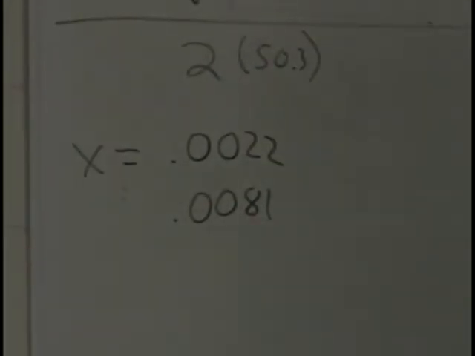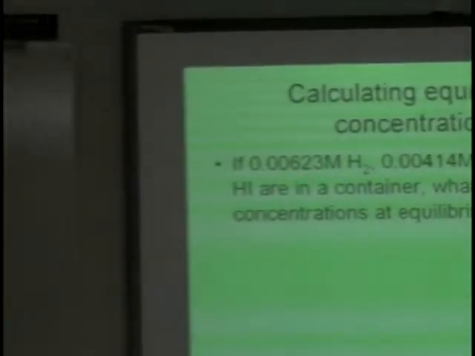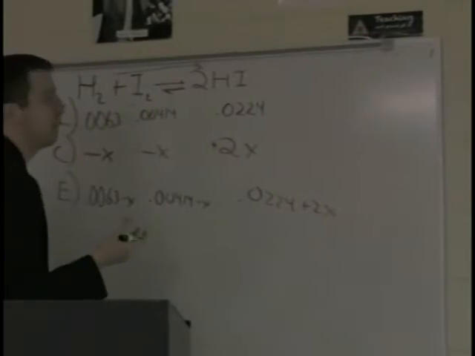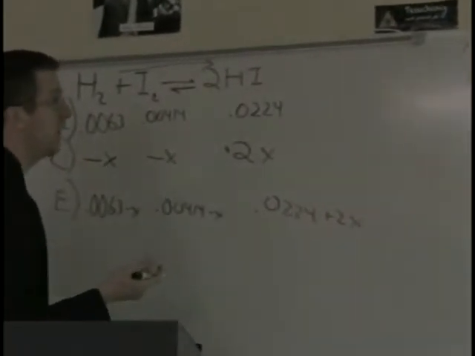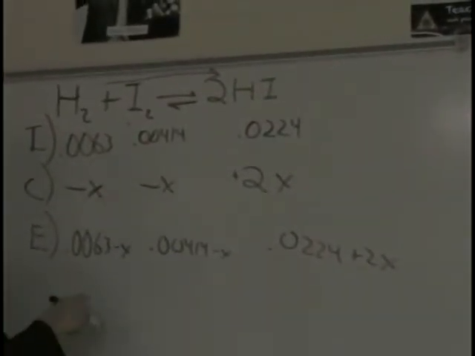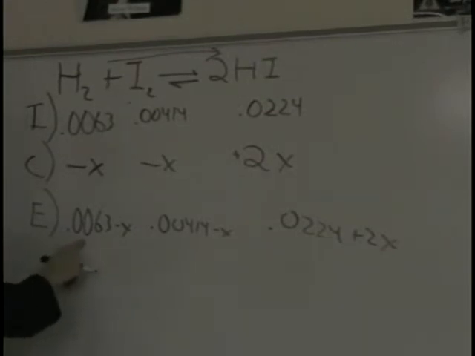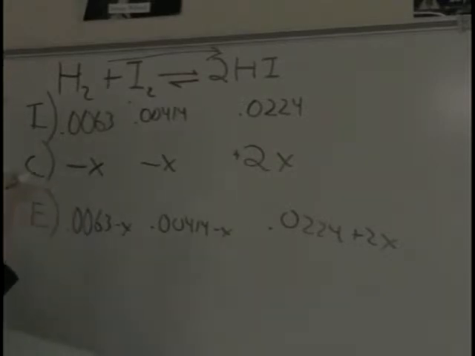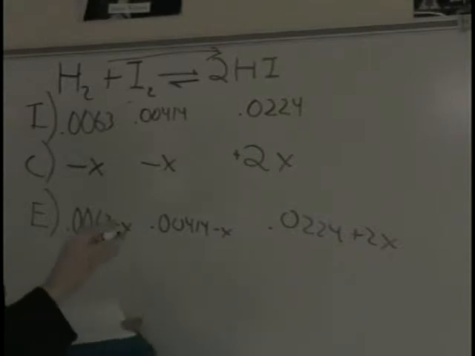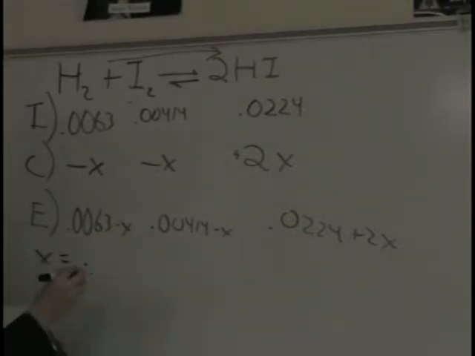Now, if we go back to the other side of the board here for a second, since there's two possible answers for x, I can plug both of them in and see what happens. If I plug in 0.0081 into here, 0.0063 minus 0.0081 would give me a negative value. You cannot have a negative concentration, so that number cannot be correct. So my x value is going to be 0.0022.